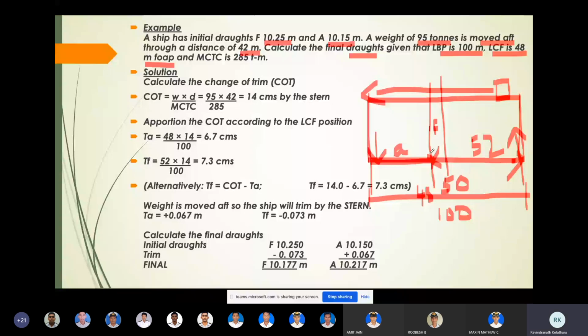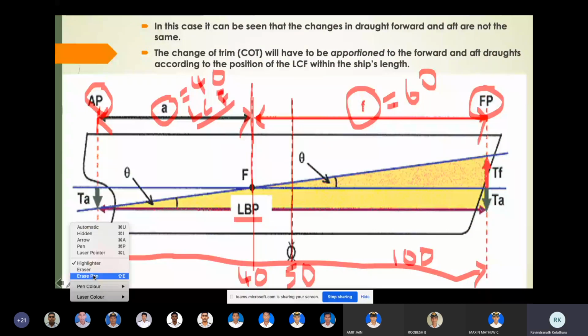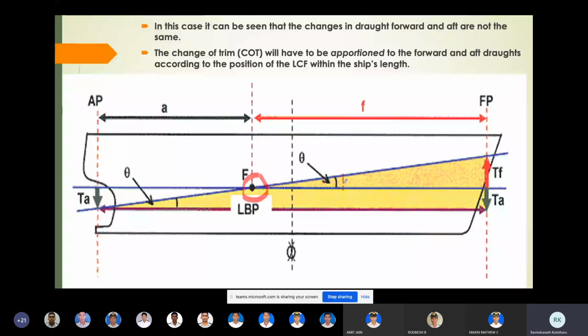Now one more thing. Let's say instead of this F value being here, if the F was here, and I say my LCF is 60 meters FOAP. So what does it mean? LCF is 60 meters from the aft perpendicular to the center of flotation. Okay, good.